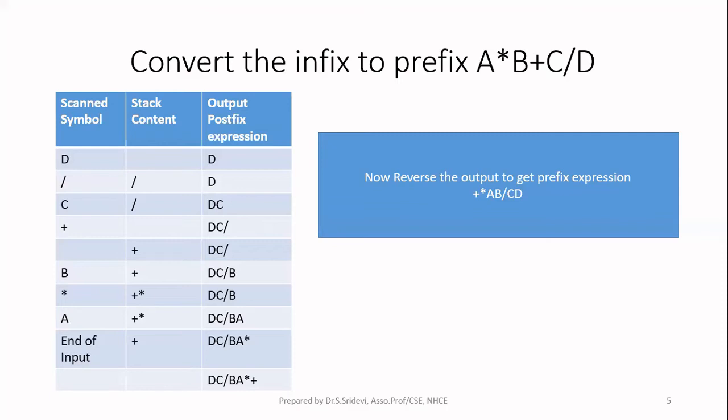Now, if you check, your answer is not yet prefix. To get the final answer, whatever you are getting in this step, just reverse it and write it. That will be your final answer. So first I have to reverse the entire string, starting from the last character. I'm writing plus, then multiply, then A, B, divide, C and D. So these are the characters in the final prefix expression.